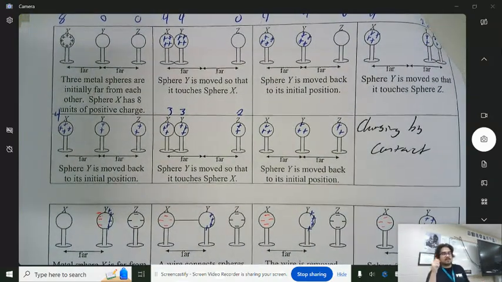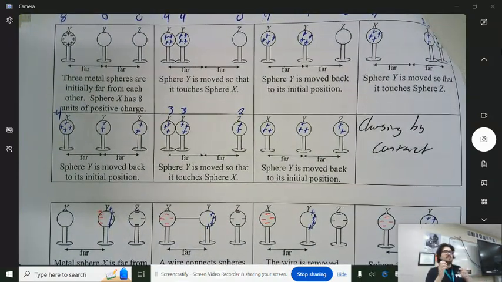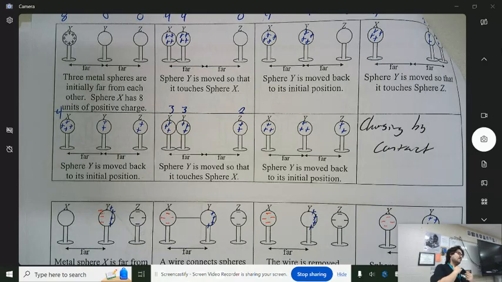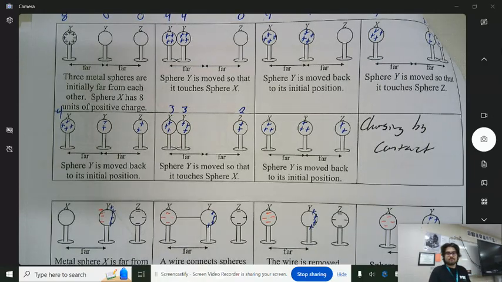That's charging by contact, right? You notice that a charged object made contact with an initially uncharged object and gave it its new charge, okay?